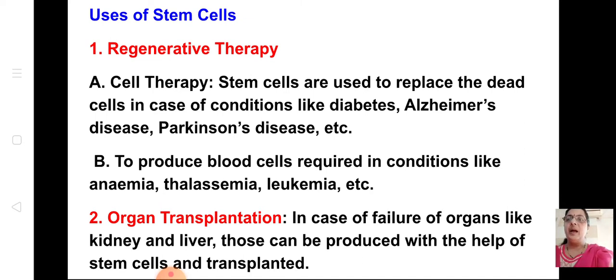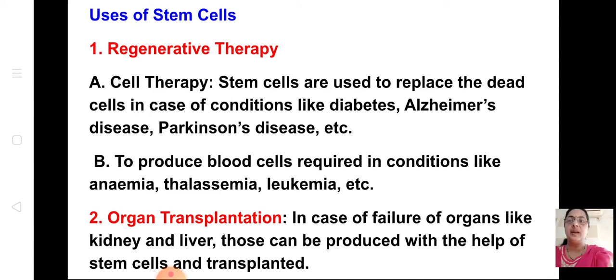That means under that there are two. One is cell therapy. Stem cells are used to replace the dead cells in the case of certain conditions. See, sometimes in some diseases like Parkinson's, diabetes, and many other diseases, the cells will die. Okay. So to replace these dead cells, we can use these stem cells. That is regenerative therapy. In so many diseases, the cells will die, so to replace those cells, we can use stem cell therapy.